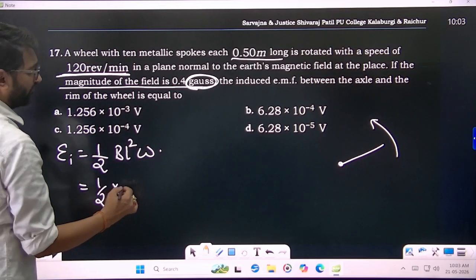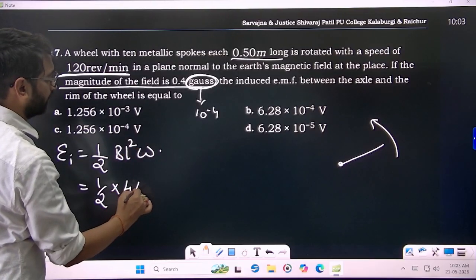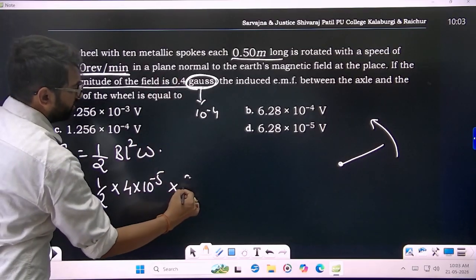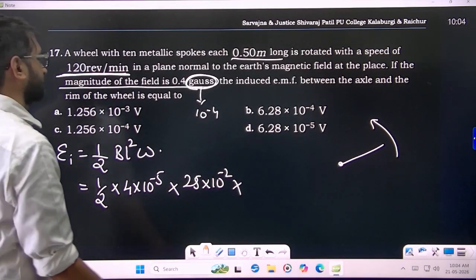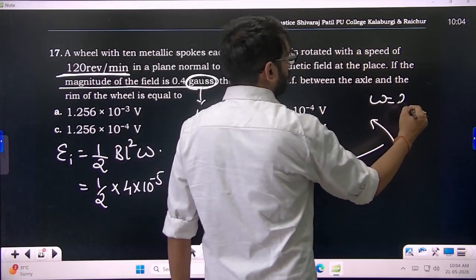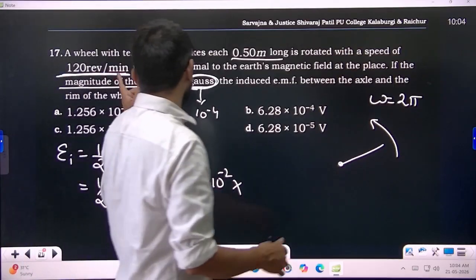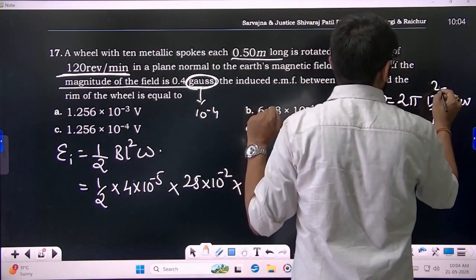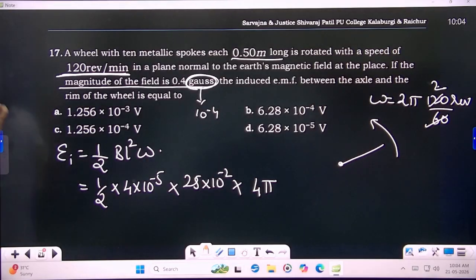B is given as 0.4 Gauss. 1 Gauss is 10 to the power of minus 4 Tesla. So this happens to be half into 4 into 10 to the power of minus 5 into L, where L is 0.5, whole square. It will be 25 into 10 to the power of minus 2 into omega. Omega, let us find out separately, is 2 pi f. Frequency is the number of revolutions per second. It is given per minute. So 120 revolutions divided by 60, so this is 2. Then 2 times 2 is 4, so omega is 4 pi. Once check anyways here.